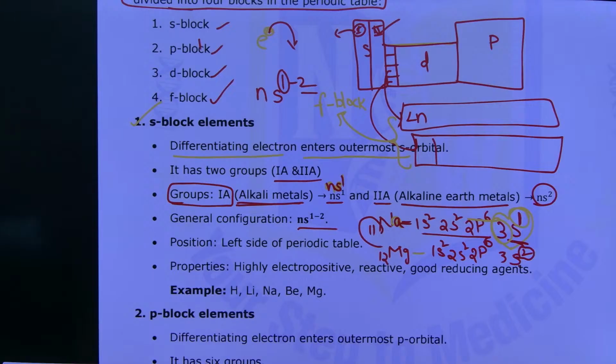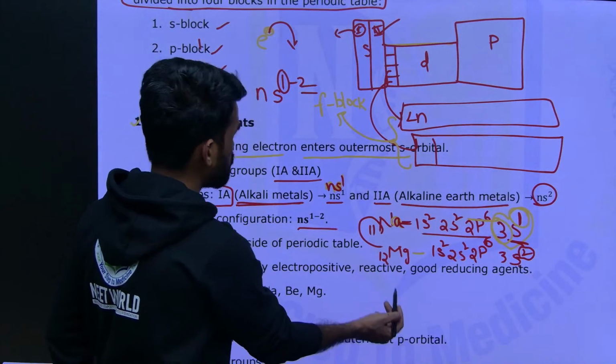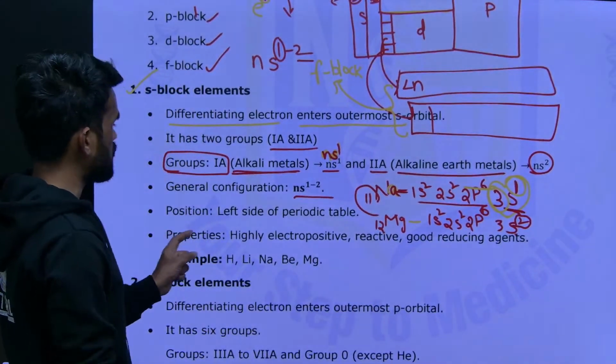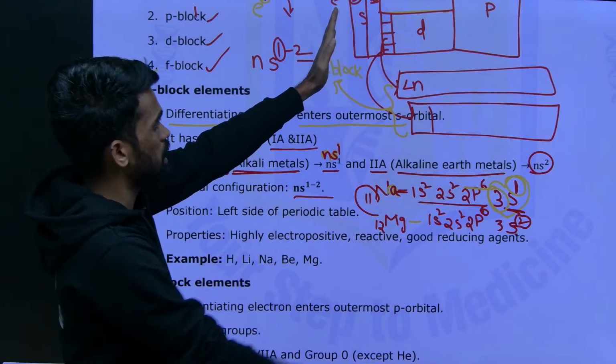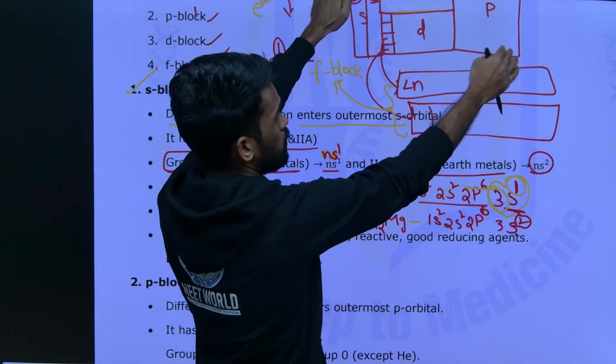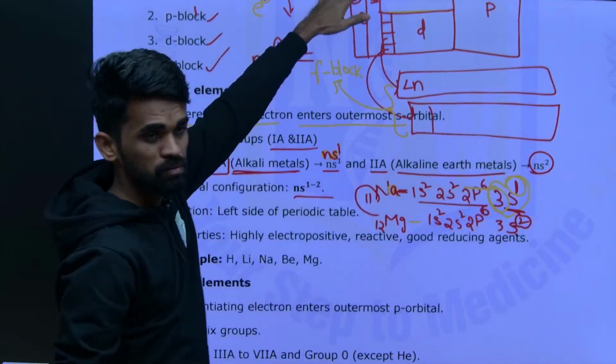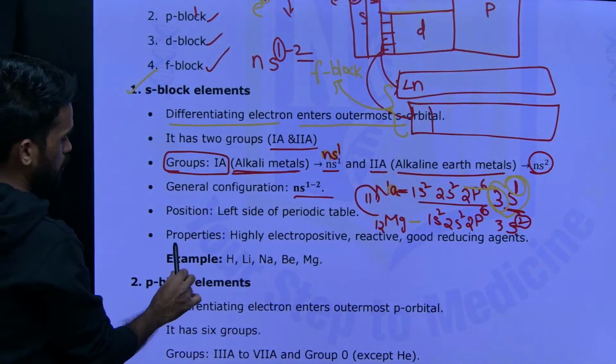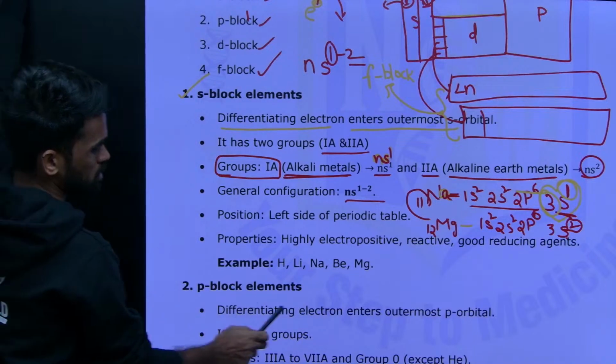Yes. So now what is the position of these S block elements? These are on the left side of the periodic table. See, this is left, middle and right. P block elements are on the right, S block elements are on the left side. Okay, and the next, properties. So what are the properties of S block elements?